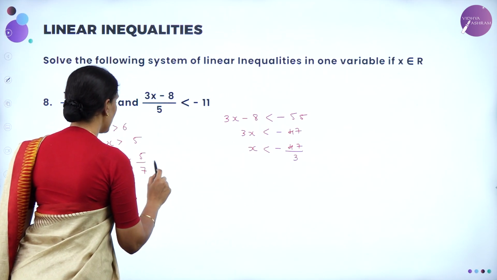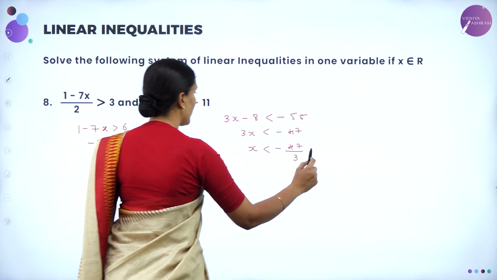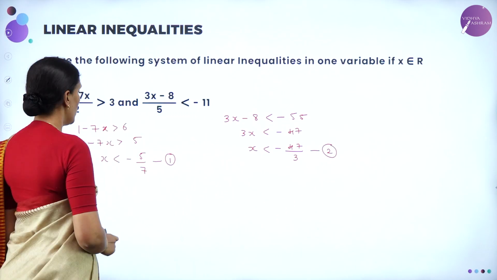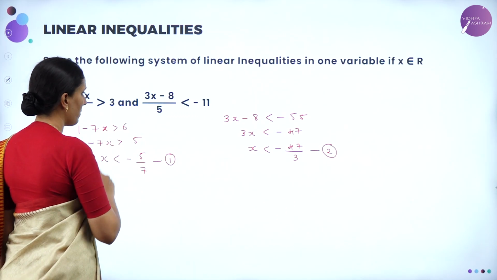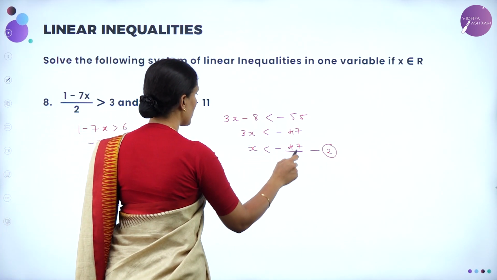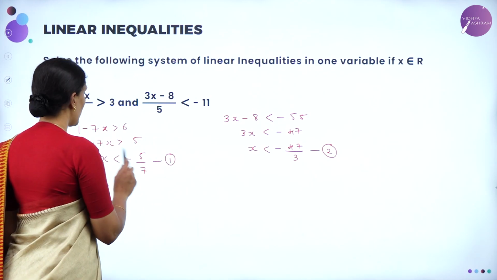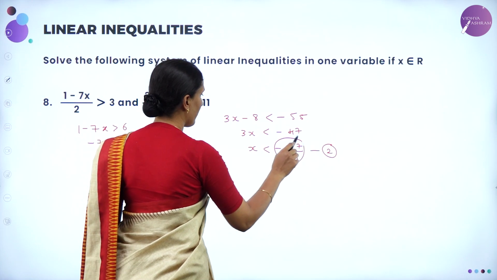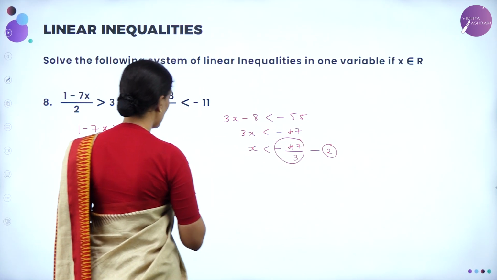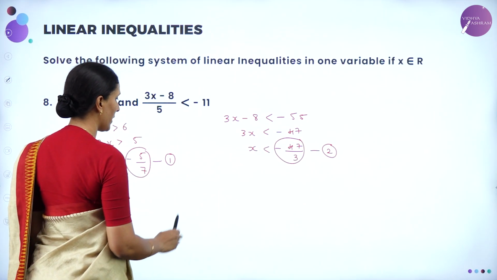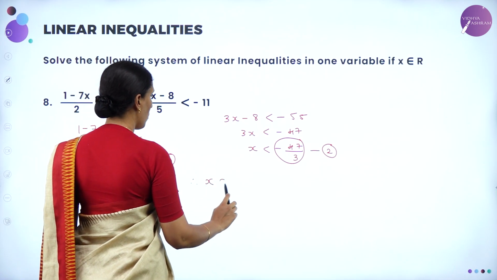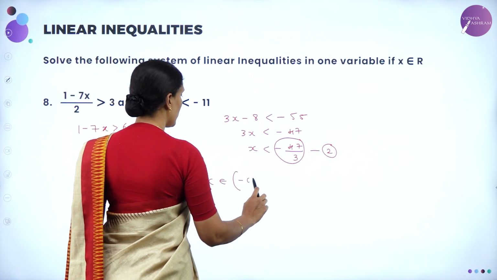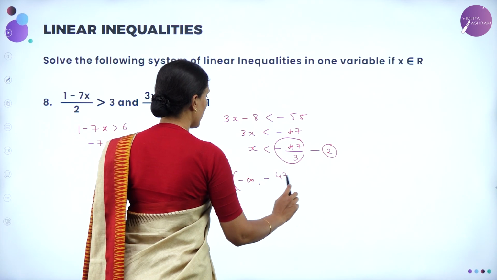So if you consider this as equation 1 and this as equation 2, here x is less than minus 5 by 7 and here x is less than minus 47 by 3. So clearly, minus 5 by 7 is greater than minus 47 by 3. So therefore, the common solution will be minus 47 by 3. So therefore, x belongs to the solution minus infinity to minus 47 by 3.